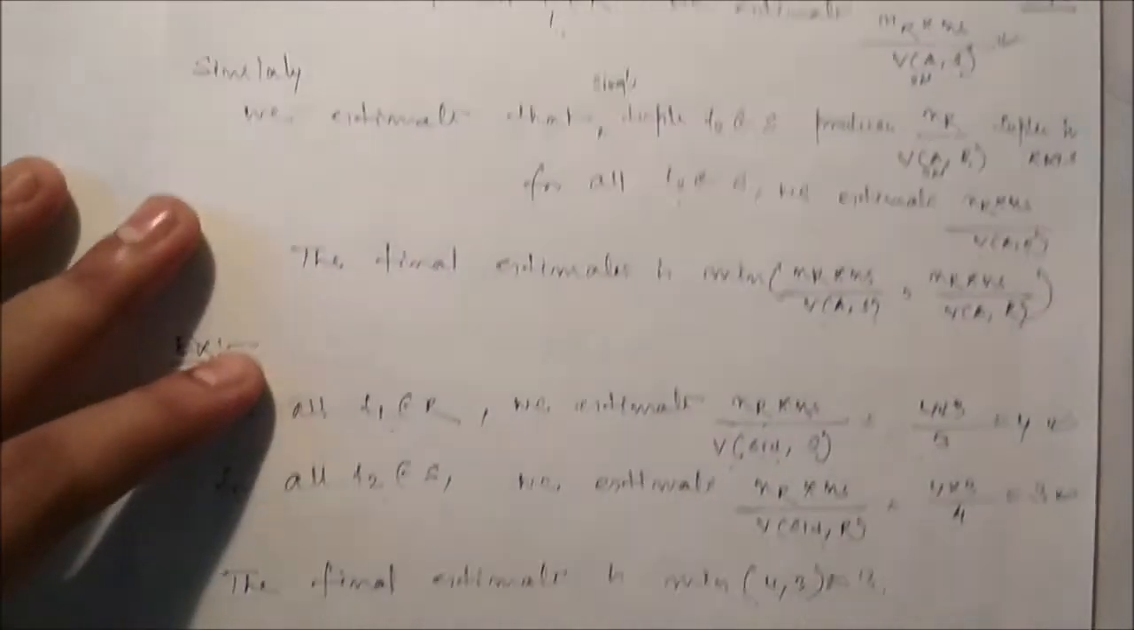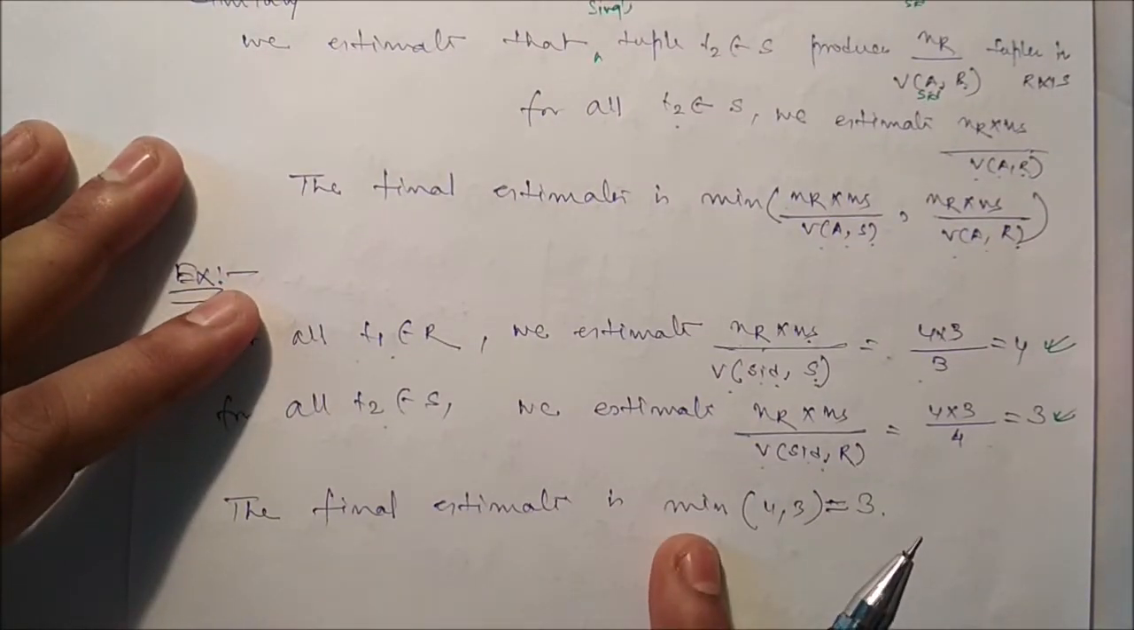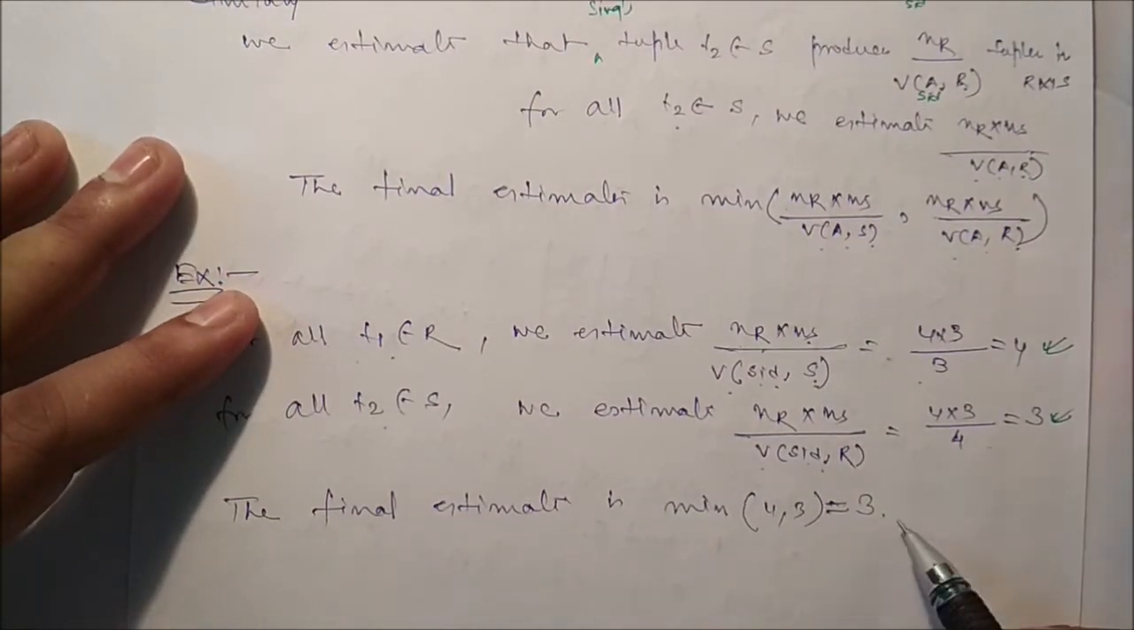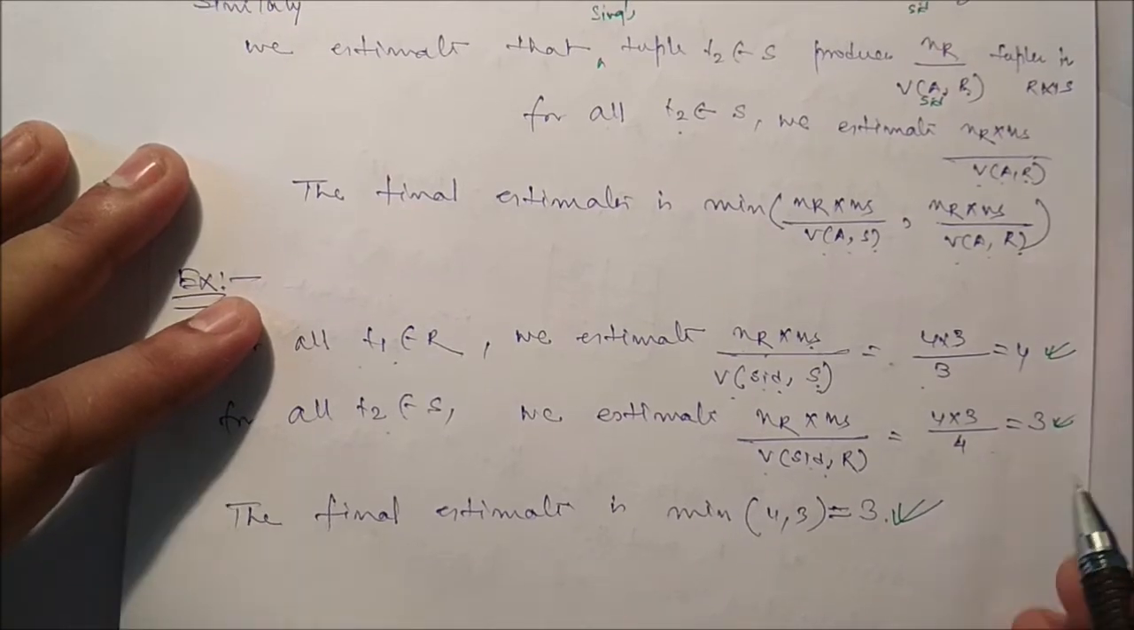You have to take the minimum. So the final estimation is what? You have to take the minimum. So the final estimate is 3. Are you getting this one?